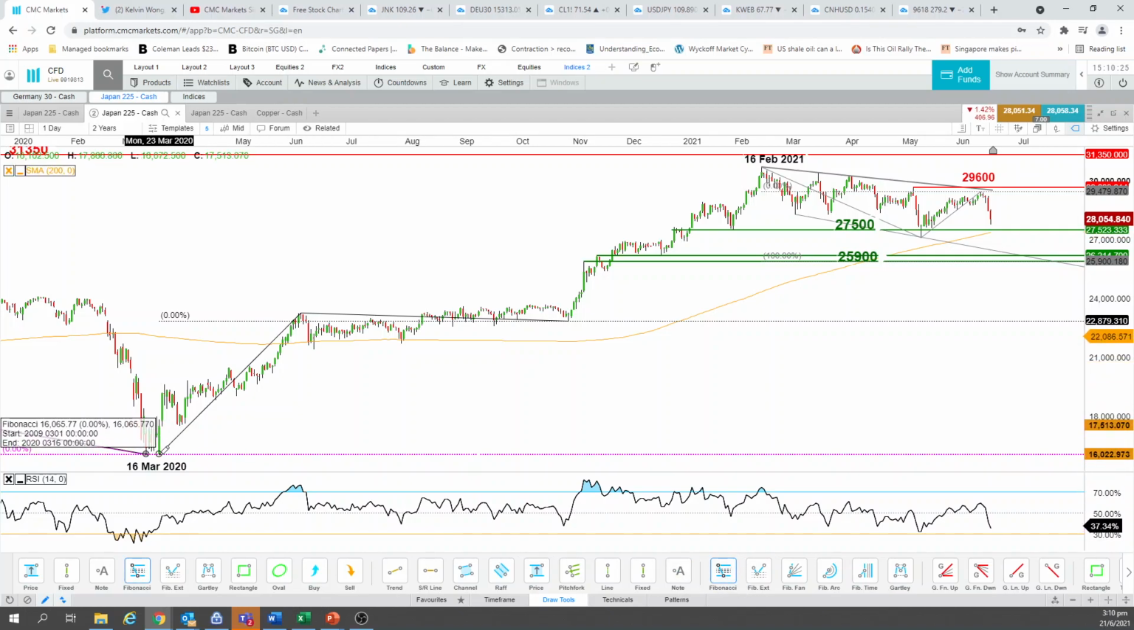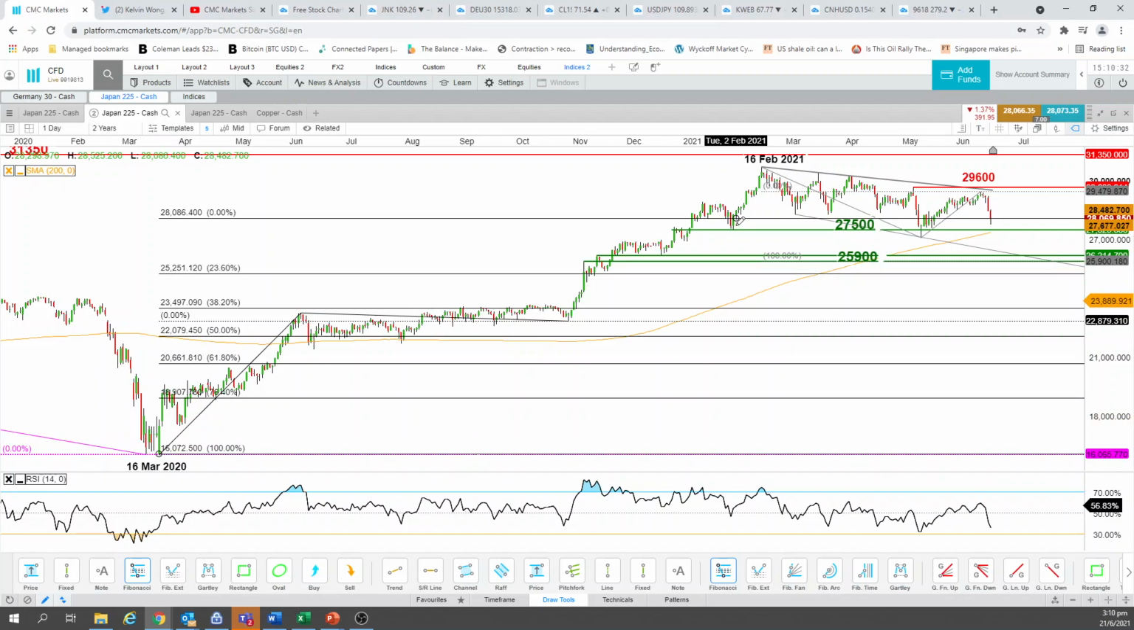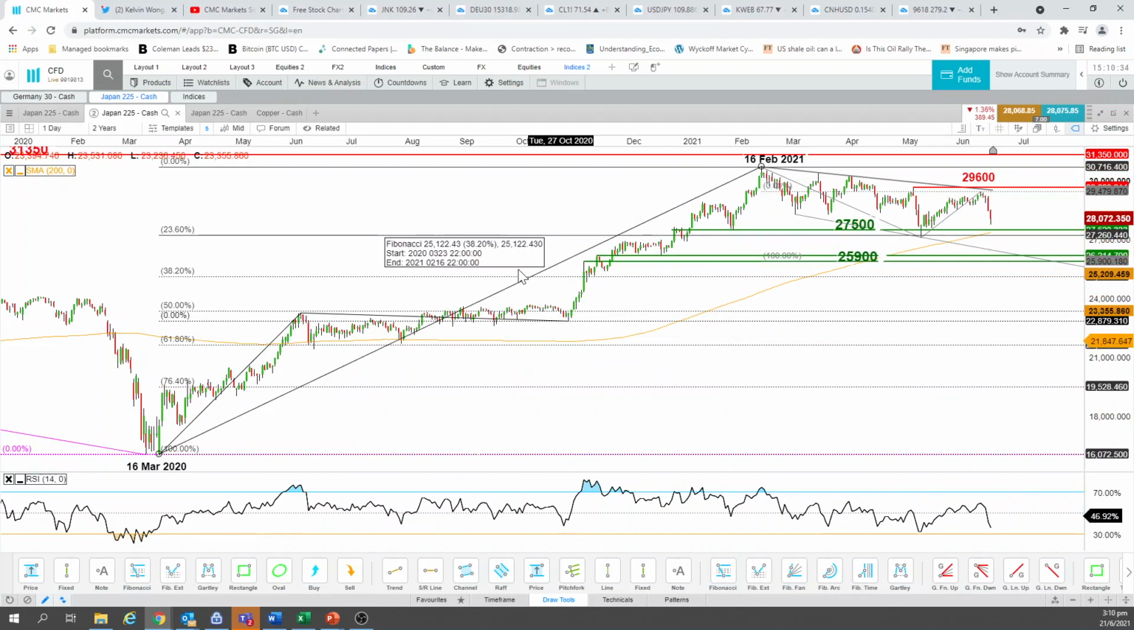since the start of this major uptrend. That is still taking the start of this major uptrend from 16th of March low last year. Right, so this is a 23% FIBO retracement. Okay.